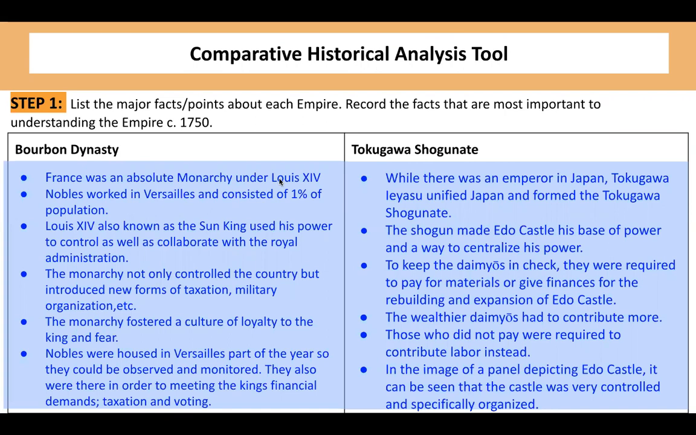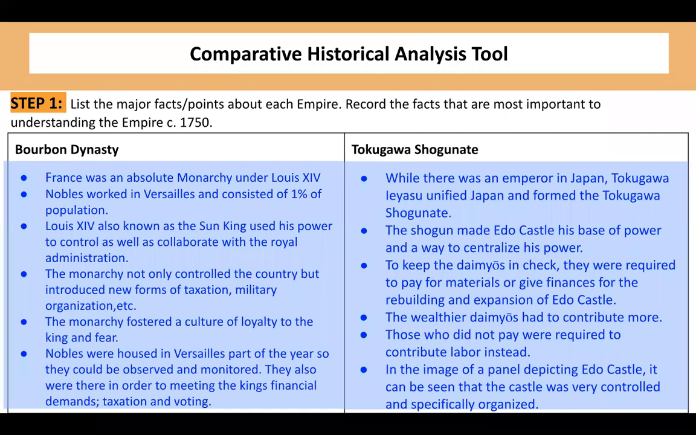The shogun, and we read this in the passage, the shogun made Edo Castle his base of power and a way to centralize his power as well. To keep the daimyos in check, they were required to pay for materials or give finances for the rebuilding and expansion of Edo Castle. The wealthier daimyos had to contribute more as well. I thought that was pretty interesting. And those who did not pay were required to contribute their labor. So if you could not pay, you had to help build.